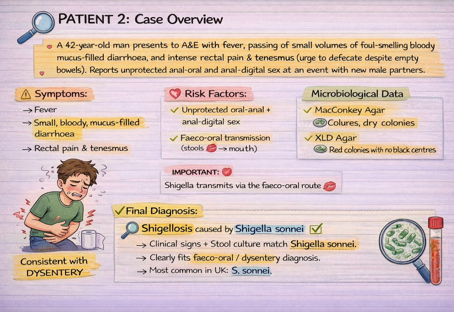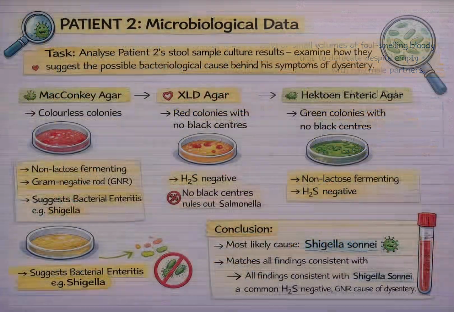Next, let's look at the risk factors, because this is really important in narrowing it down. The patient reports unprotected oral anal and anal digital sex with multiple new partners. So here, we're clearly thinking about fecal-oral transmission. And one of the key organisms transmitted this way is Shigella.